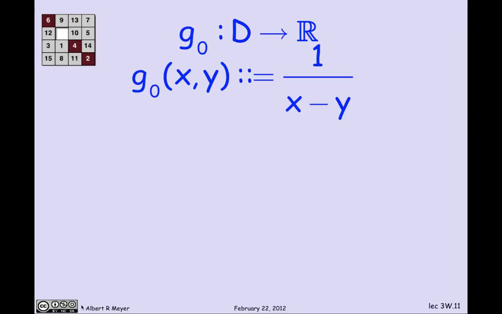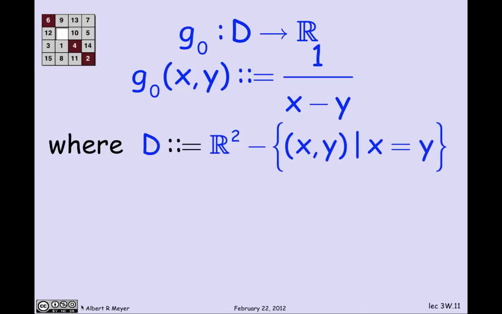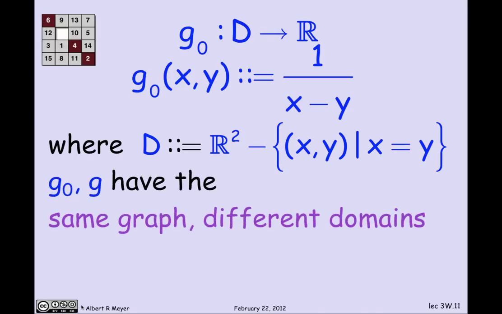This is function g0 that goes from some unspecified domain, I'll specify it in a minute, to the reals. It has exactly the same formula. g of xy is 1 over x minus y. But now I'm going to tell you that the domain, instead of being all the reals, is the reals except for that 45-degree line. I just want to get rid of the bad points and not worry about them. The minute I do that, I have these two functions, relations, that have the same graph but different domains. And the result is that I've removed from the domain of g all the bad points. I'm left with a total function g0.